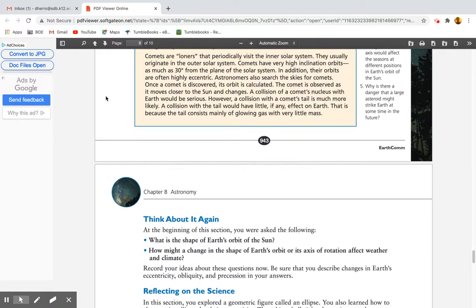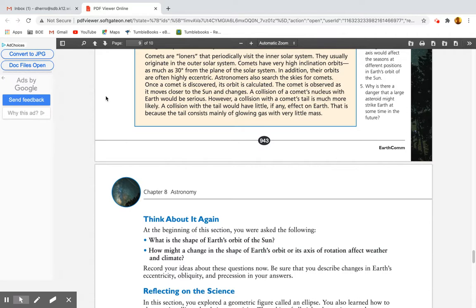Comets are loners that periodically visit the inner solar system. They usually originate in the outer solar system. Comets have very high inclination orbits, as much as 30 degrees from the plane of the solar system. In addition, their orbits are often highly eccentric.